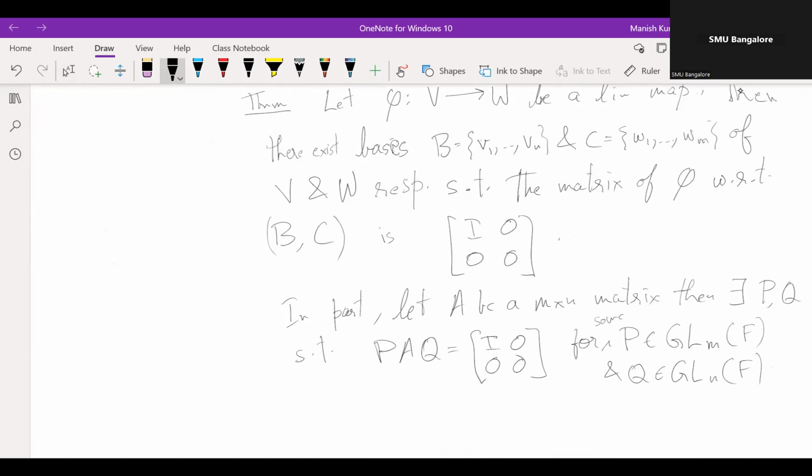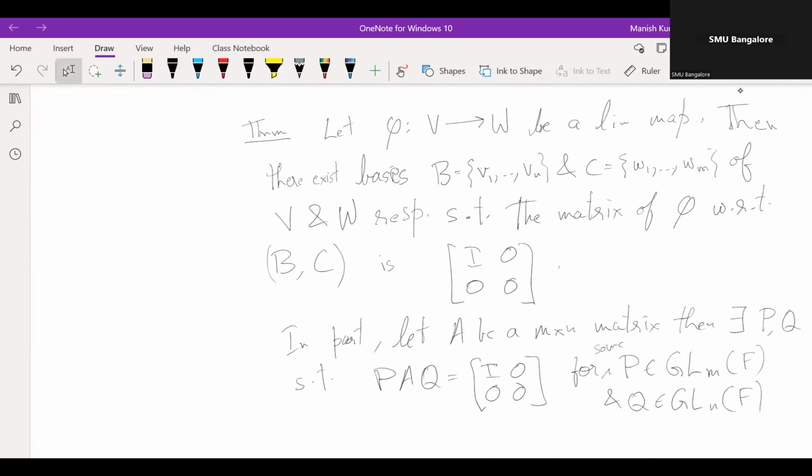So this theorem, the second part in particular, is basically a special case of this theorem when V is Fn, W is Fm, and phi is given by the linear matrix A. Once you know that this exists, you can apply the previous result and get it. So we'll prove this theorem. Do you know how to prove this about matrices directly? There exist non-singular P and Q such that you can make it into this thing.